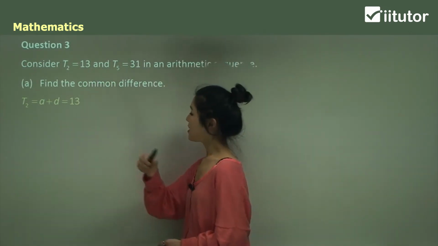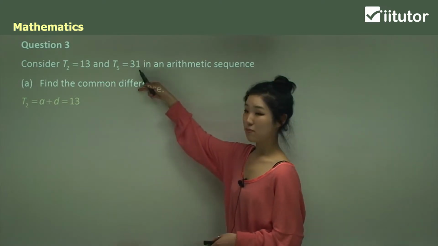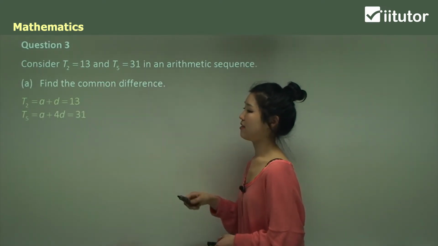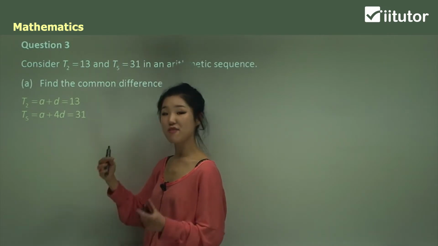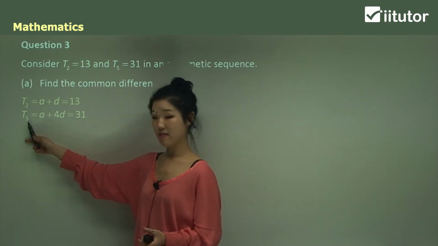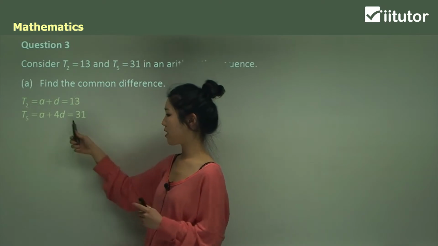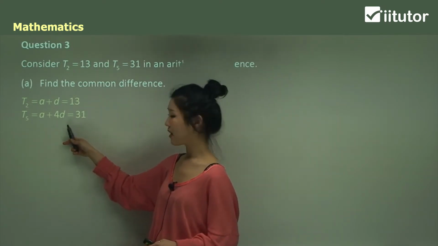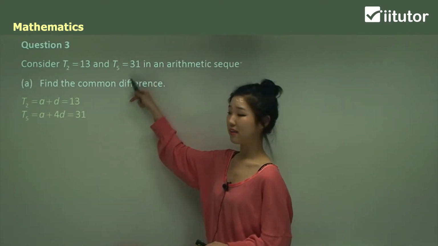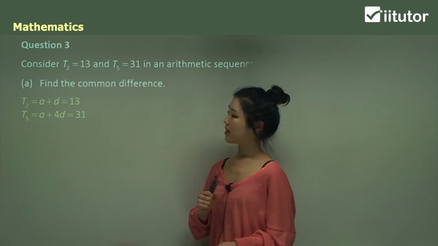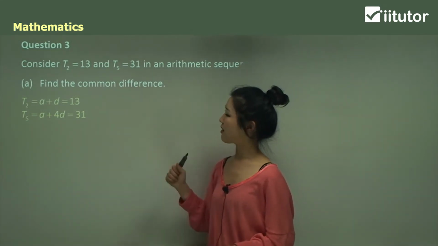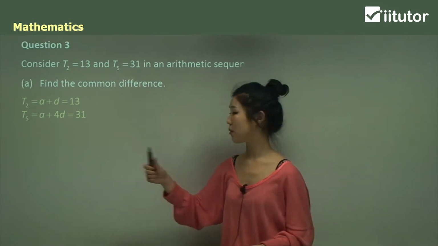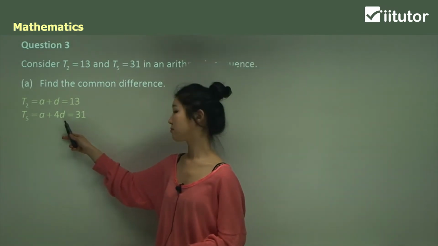Now, I'm going to use my next bit of information, T5. T5 will be A plus 5 minus 1 D, because n is 5 in this case. So I'm going to have 5 minus 1 D, which is going to be 4D, and that's equal to 31. Now that I've got that, guys, I want to find the common difference. So basically I want to know what D is.